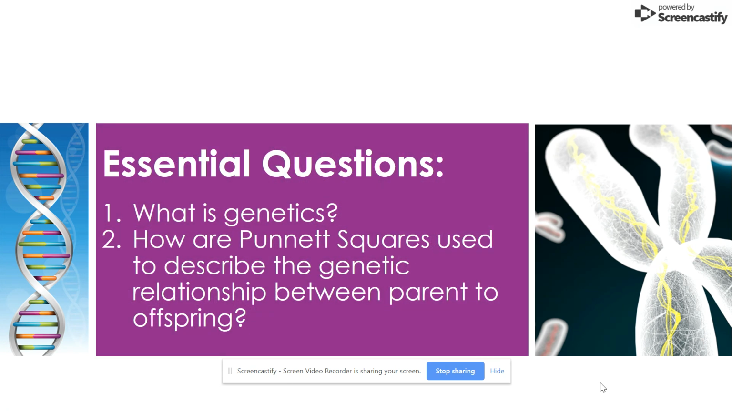A couple of things I want you to keep in mind as we're working through this PowerPoint. Number one, what is genetics? And number two, I'm assuming I'm probably going to have to do a part 2 to this lecture. So we will look at essential question number 2 in that part 2 video. But the question is, how are Punnett squares used to describe the genetic relationship between parent to offspring?